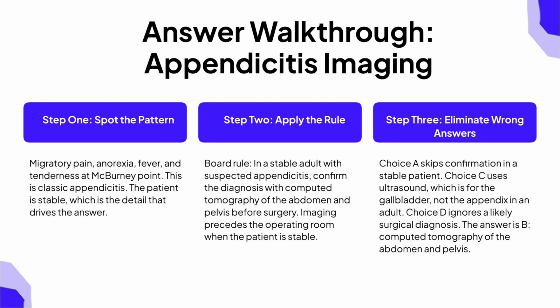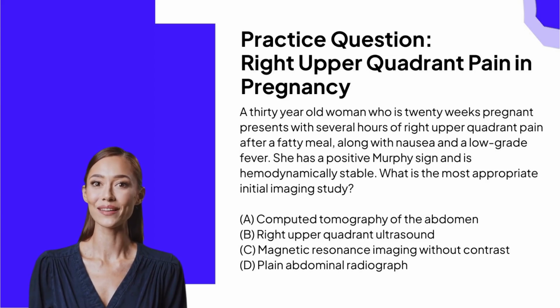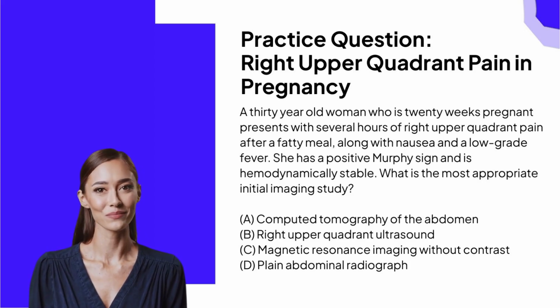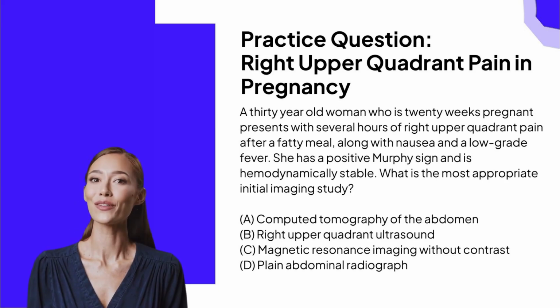The correct answer is B, obtain a computed tomography scan of the abdomen and pelvis. Here is our second practice question. A 30-year-old woman who is 20 weeks pregnant presents with several hours of right upper quadrant pain after a fatty meal, along with nausea and a low-grade fever. She has a positive Murphy sign and is hemodynamically stable. What is the most appropriate initial imaging study?